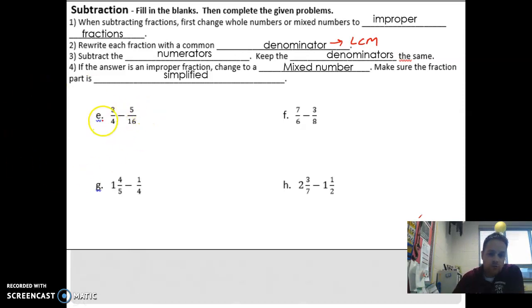So let's go over here to this piece. So here I have uncommon denominators, right? So I need to find a common denominator. Well, this is kind of easy. I know 4 is going to go into 16, so 16 is going to be their LCM of these two.